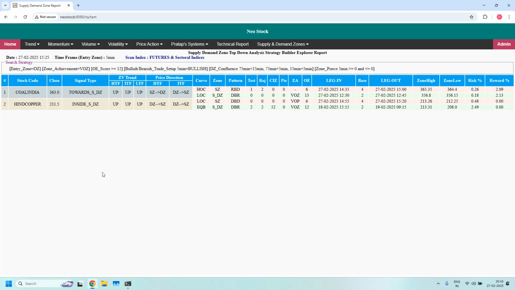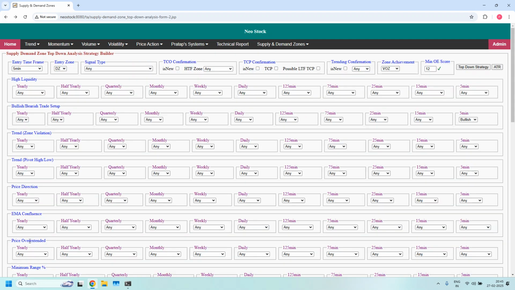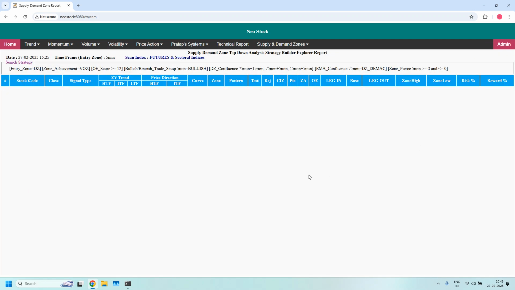If these 75 minutes demand zones are having daily EMA confluence, then these 5 minutes zones could be having more probability to get success. Let's verify. EMA confluence at 75 minutes time frame. I am checking 75 minutes demand zone having daily EMA confluence. So none of them are having daily EMA confluence.